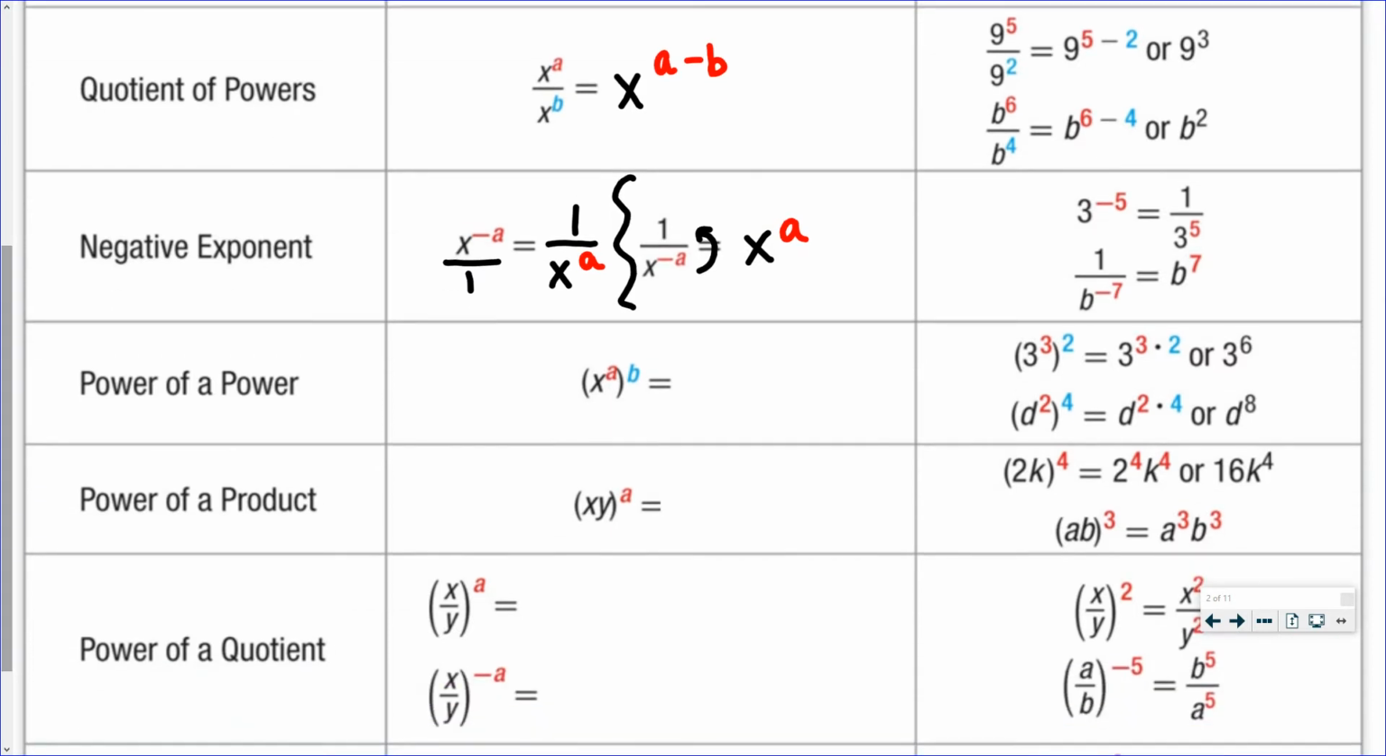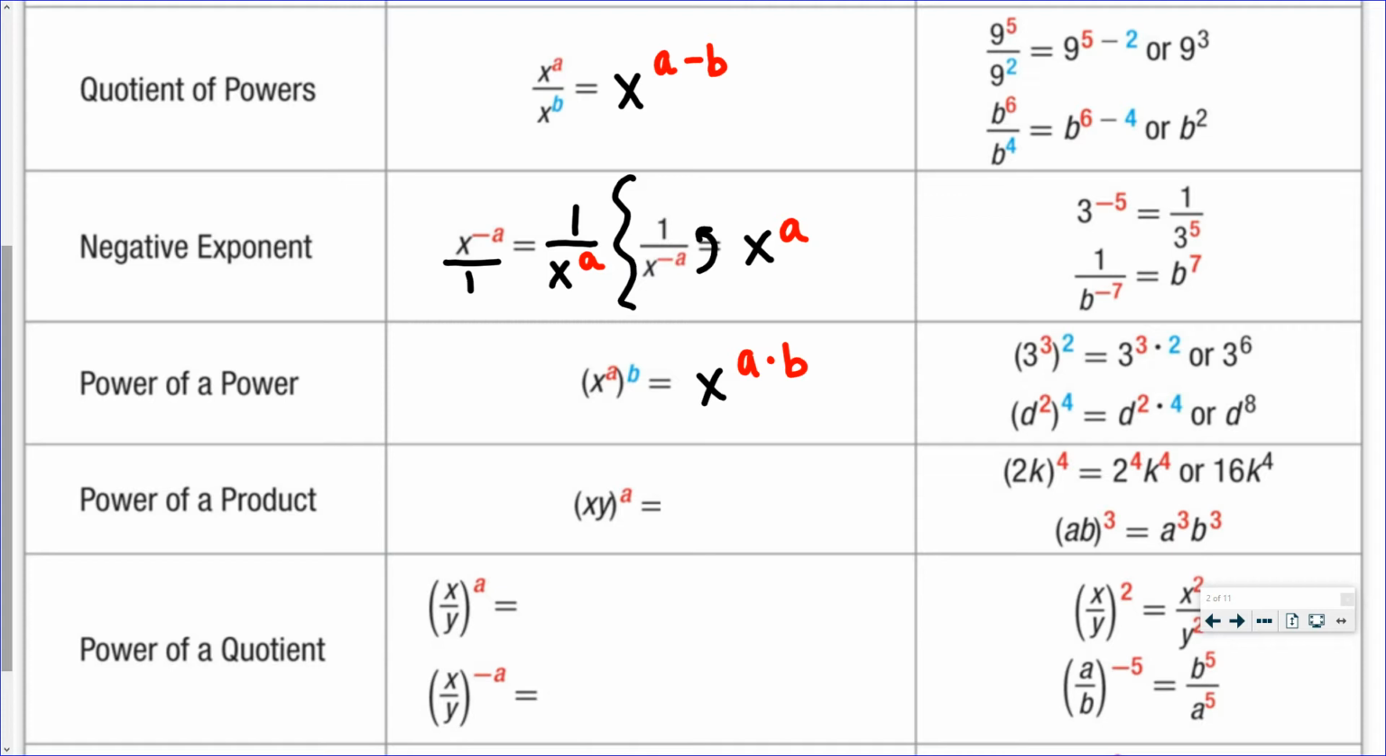Power of a power. Most of you guys recognize this one. I have a power to a power. What operation do I do with the exponents? Multiply. Yep. A times B in this case. Here's a couple examples. Okay. Easy example here. If I have 3 cubed, 3 times 3 times 3, and I square that, I got to do 3 times 3 times 3 twice. 3 times 3 times 3. I have a total of 6 factors of 3.